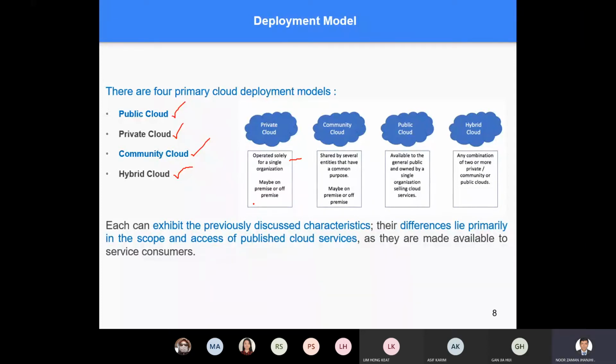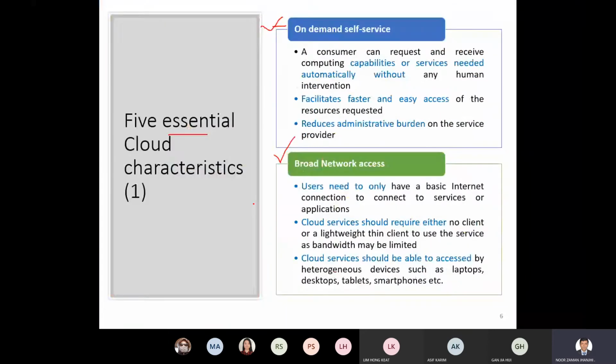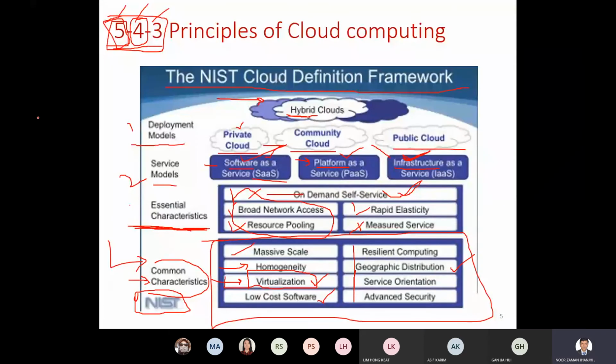Then the hybrid cloud, as we discussed, is the combination of two or more of them. Out of those three, maybe public and community, maybe public and private, maybe private and community, or maybe all three are joined. How will we join them? Based on these properties. You remember the common characteristics properties.